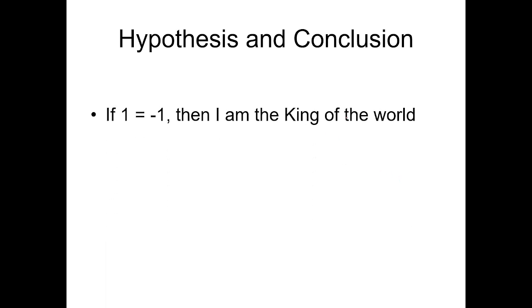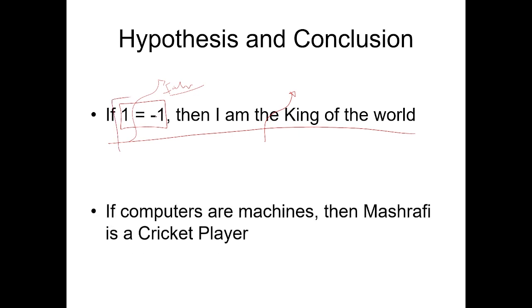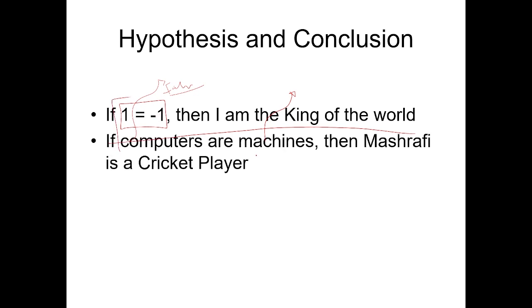Hypothesis and conclusion. If 1 equals negative 1, then I am the king of the world. Is this true? No, false. Then this whole implication is true. It doesn't matter if you're the king or not, the implication is true. It doesn't say anything about if you're the king or not. If computers are machines, which is true, then Mashraf is a cricket player.